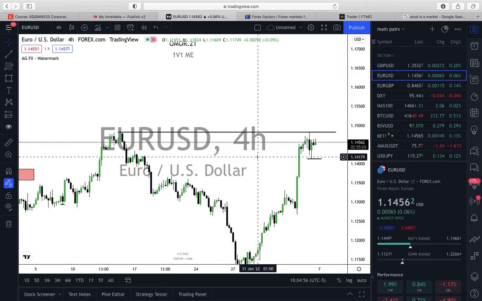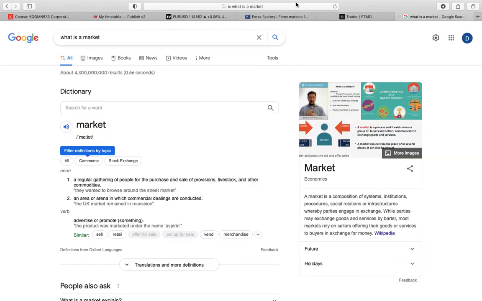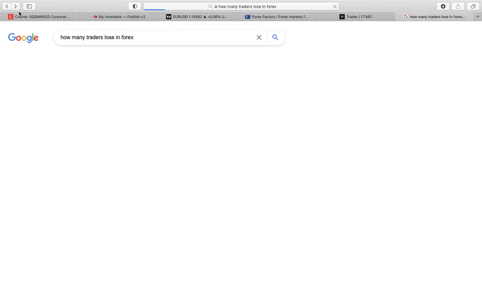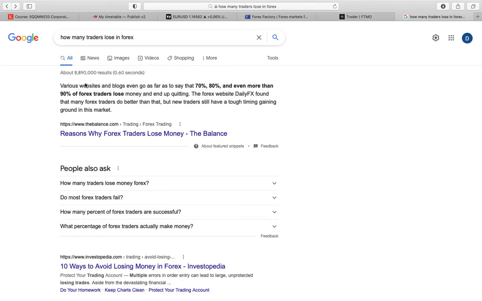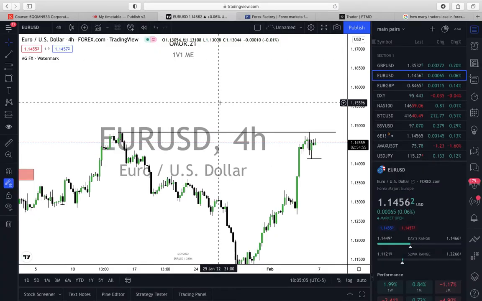Just to recap the entire thing, we don't want to fall in the majority. So you don't trade like the majority. Understand the concept of liquidity.